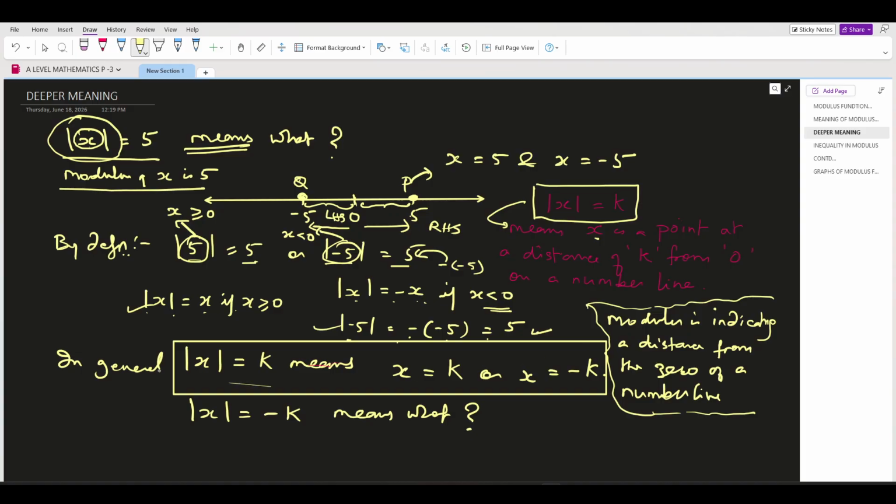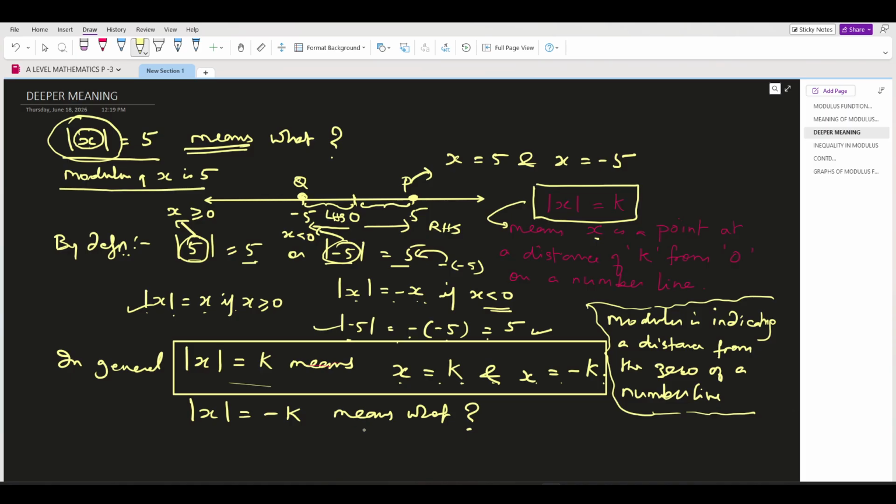Okay. So in general, if you want to speak modulus of x equal to some value k, the meaning of this is x is equal to k and x is equal to minus k. I don't know why I've written or, it should be and. X is equal to k and x is equal to minus k.